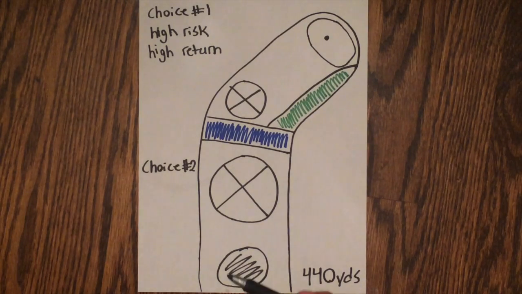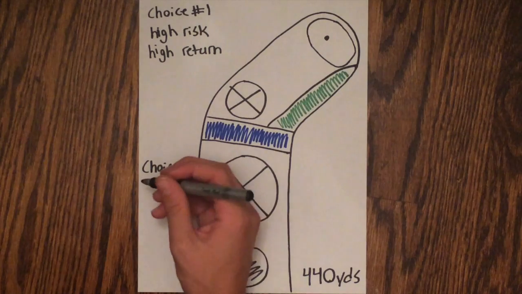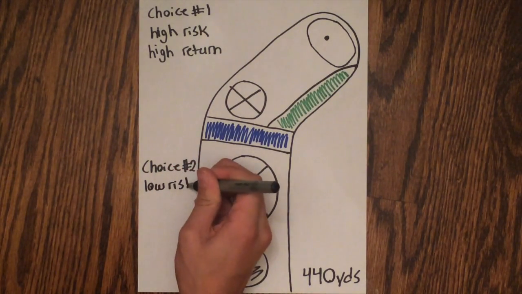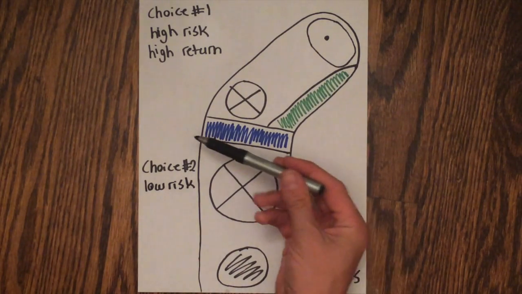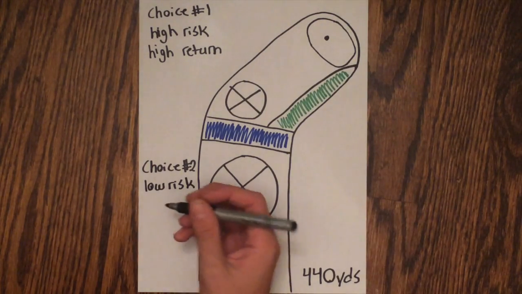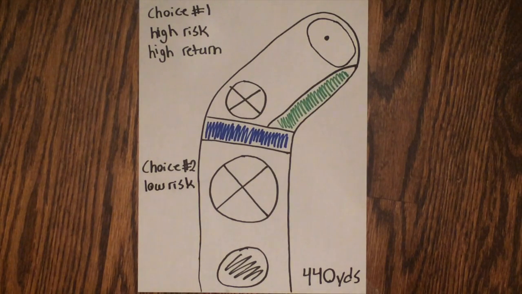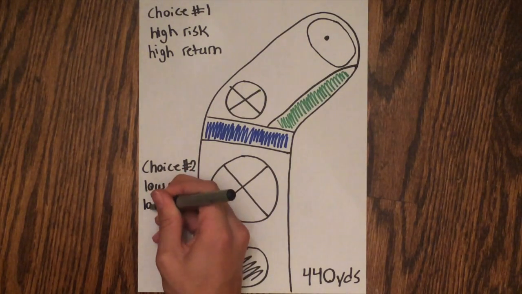With choice two, we are offered a much larger landing area than choice one, which is low risk because there's practically no trouble in play. None of this is reachable, and if the player happens to pull it off, which is most likely for the average player, they will receive low return.